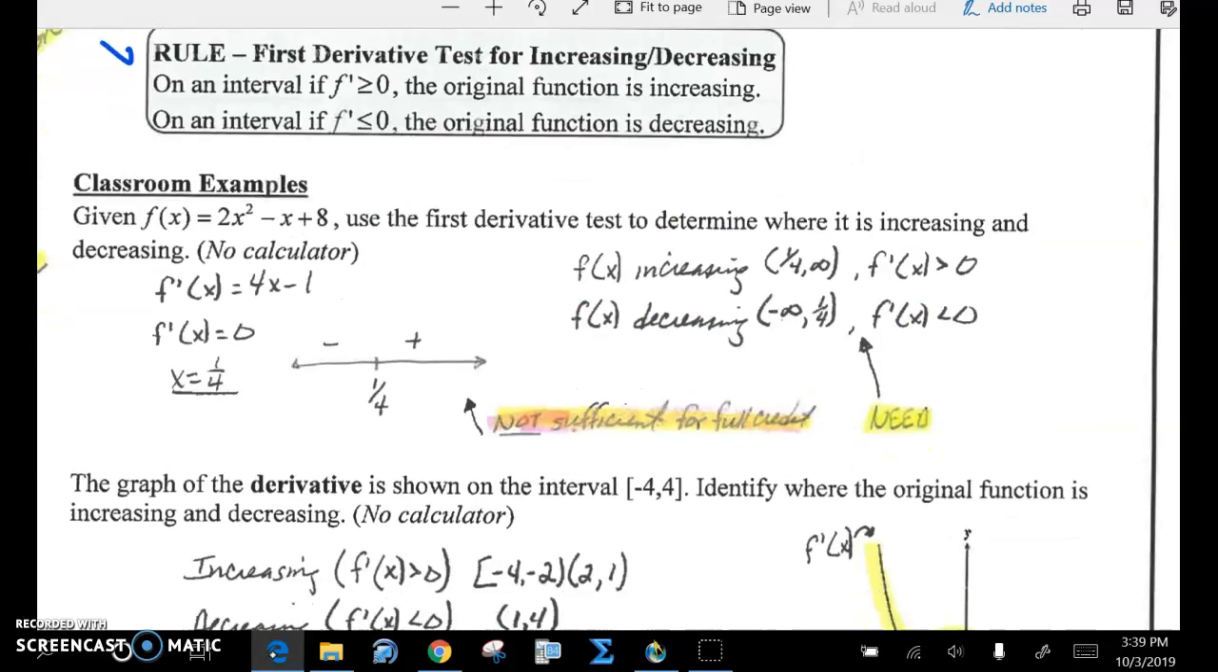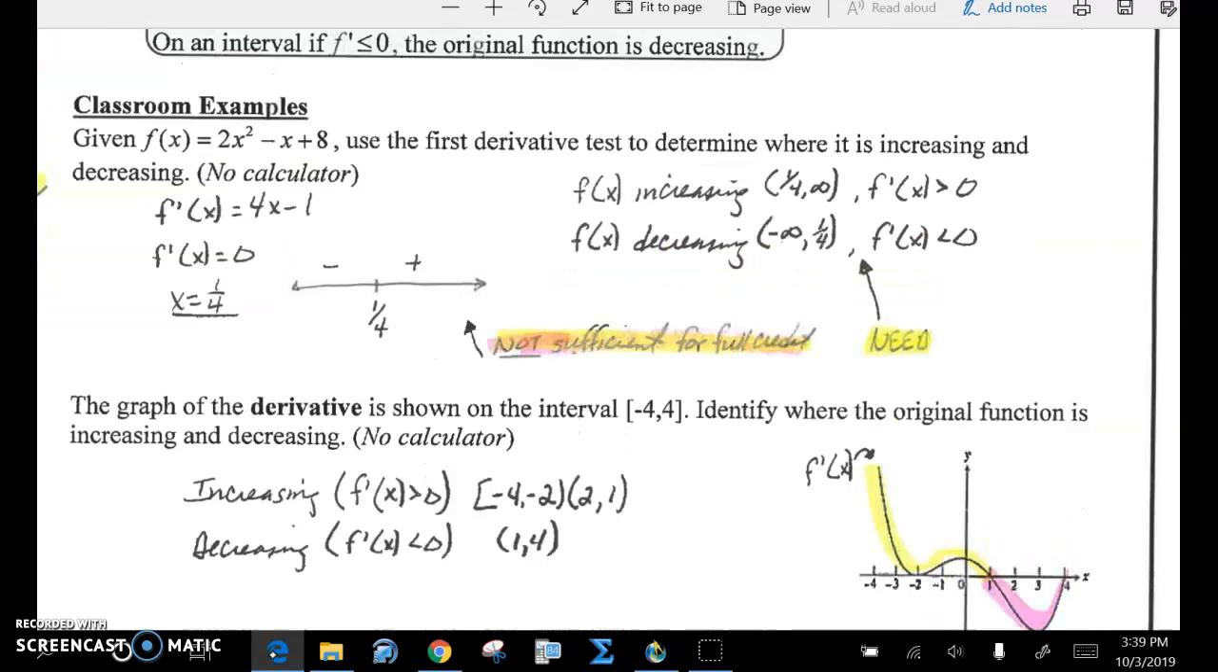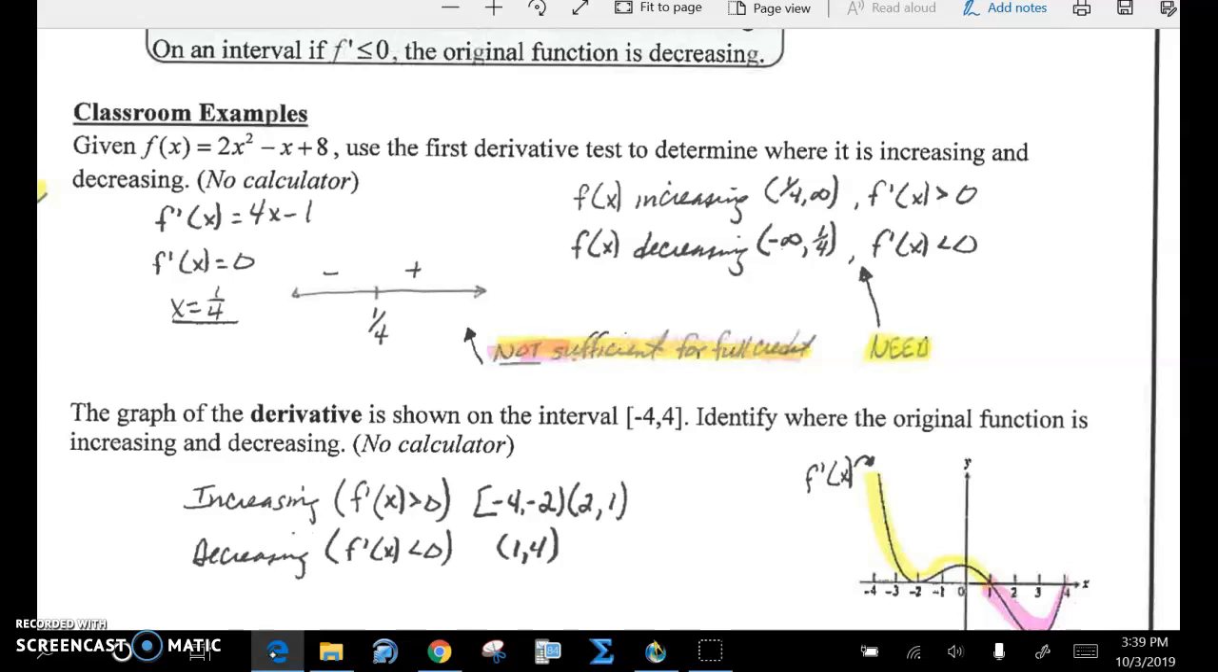Now, how do we do this algebraically? In other words, we don't have a calculator. Very easy. You have your function, find the first derivative, and set it equal to 0, because you'll find out on the next page that those are called critical points. In other words, something happens there. If I set that equal to 0, I get 1/4. Now I make a little number line here. It's just a visual to help me. All right, 1/4. What is happening?